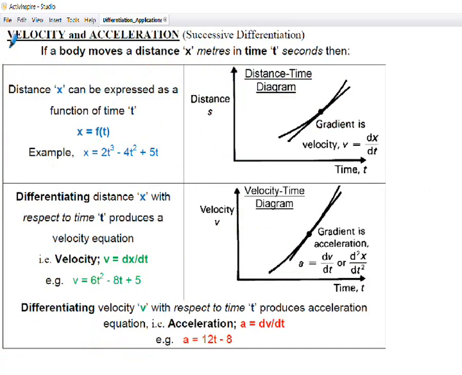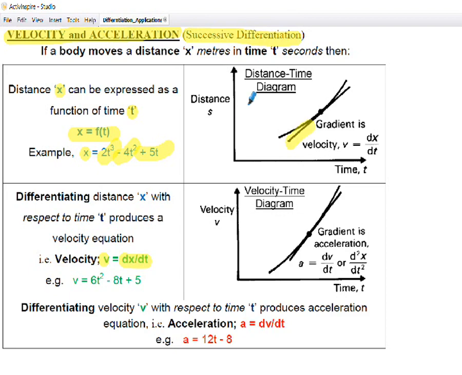Okay, here we're going to consider the relationship between distance or displacement and velocity and acceleration. We're going to use successive differentiation here. If distance is given in terms of x and t in terms of time, then if we have an expression for x in terms of a function of t, say for example x equals 2t cubed minus 4t squared plus 5t. If we differentiate that equation with respect to time, we get dx by dt, which is actually velocity.